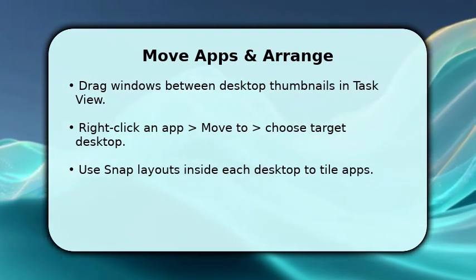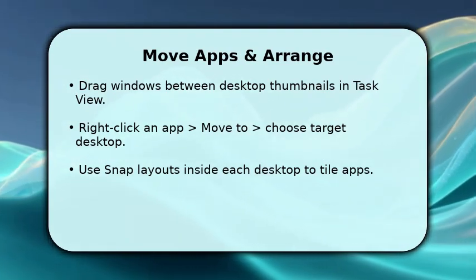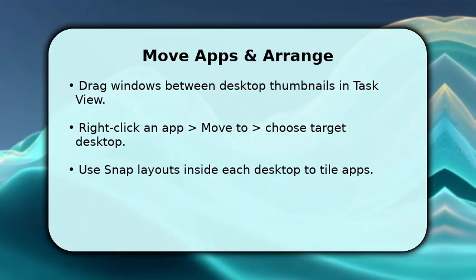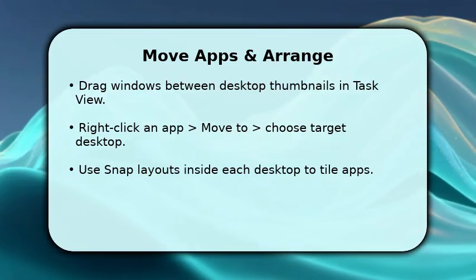In Task View, drag a window thumbnail to another desktop, or right-click the app on the desktop and choose Move to and select the target desktop. This is faster for specific apps.